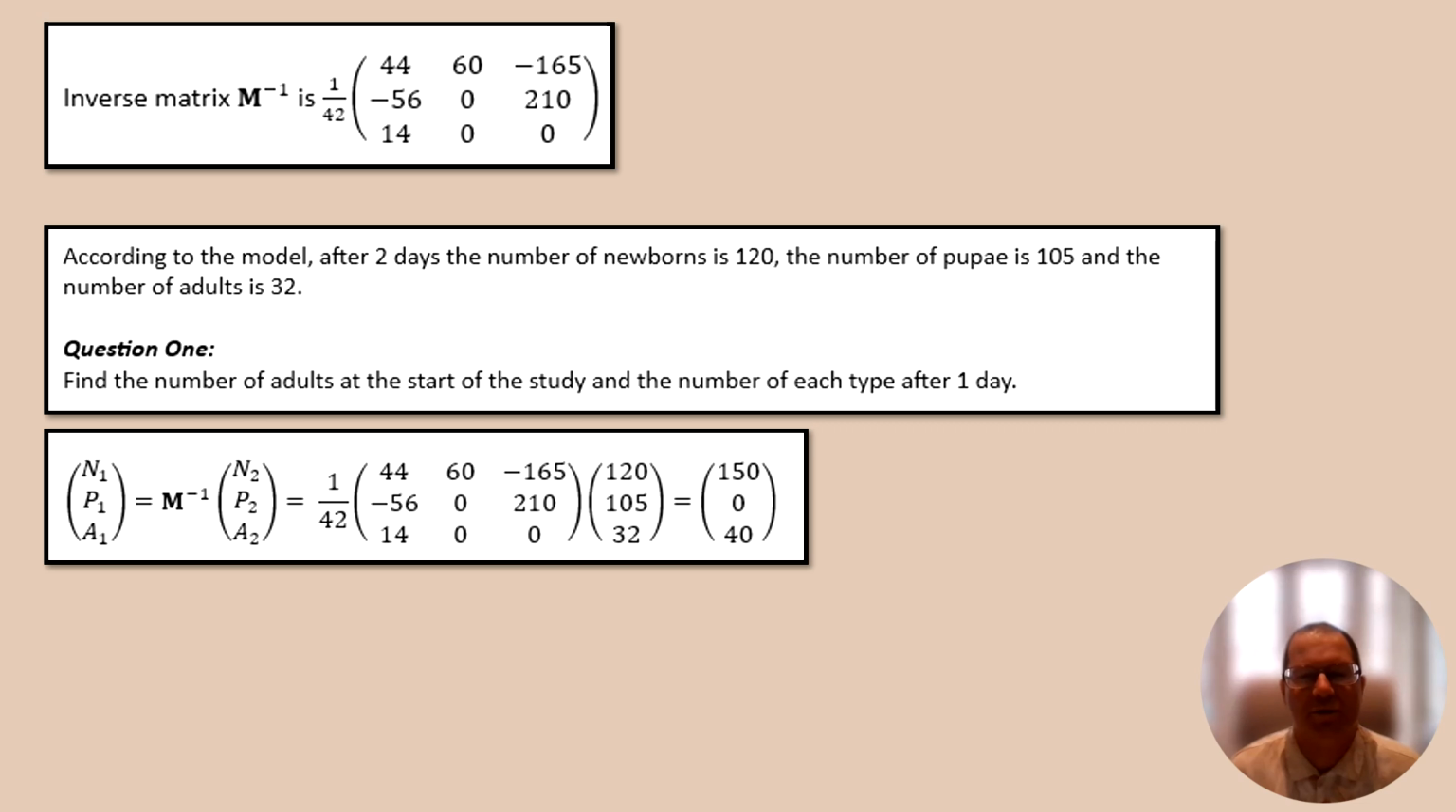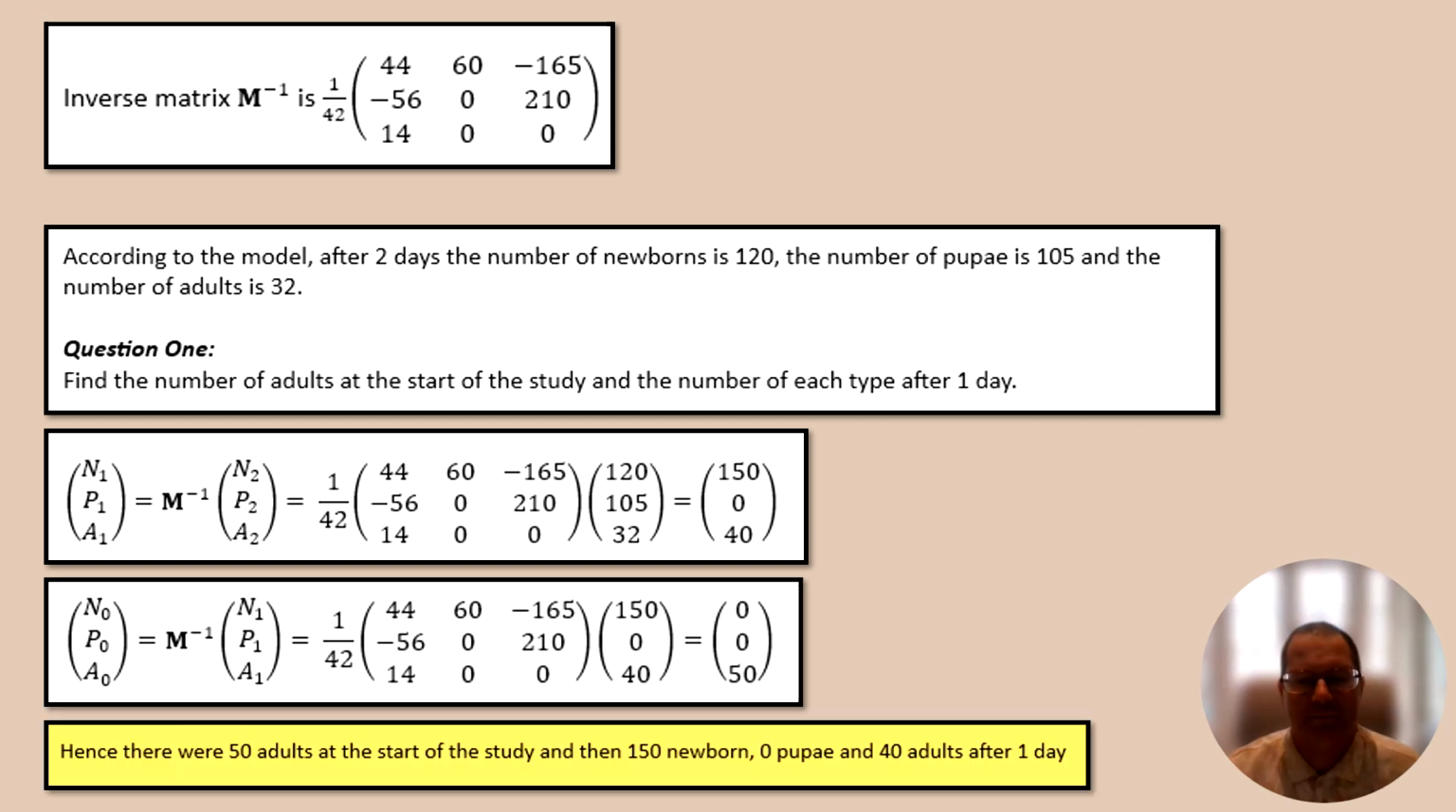So we know that after 2 days, the number of newborns is 120, the number of pupa is 105, and the number of adults is 32. So if we multiply our inverse matrix by that, we get 150, 0, and 40. So there are 150 newborns, 0 pupae, and 40 adults. And then if we multiply our inverse matrix by our new answer, we can go back another day and see that there were 0 newborns, 0 pupae, and 50 adults.